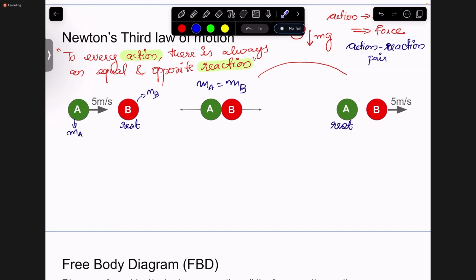So what was happening? Mass A changes its state of motion to a state of rest, and mass B changes its state of rest to a state of motion. So there is an external force. What is that external force? You can think of it like this: when A collides, this object A is pushing this object B. You can imagine that, right?